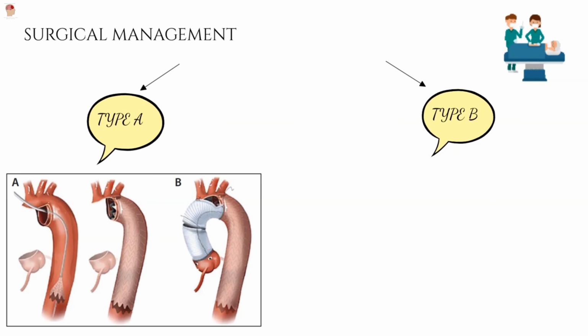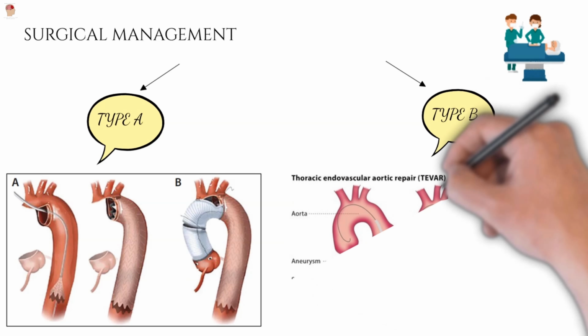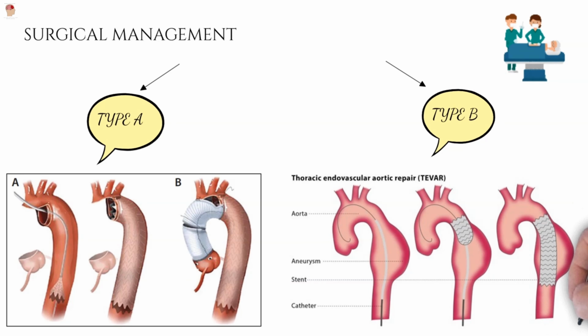The type B Stanford classification is managed in a different way, by a procedure known as thoracic endovascular aortic repair, shortly known as TEVAR. What happens in this procedure is that a guide wire is inserted into the femoral artery, through which the graft is placed, and this graft will eventually compress the false lumen and will finally obliterate it. So aortic dissection gets treated.